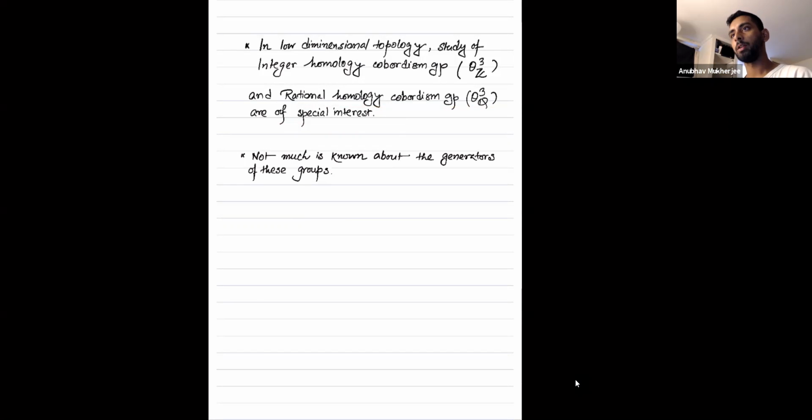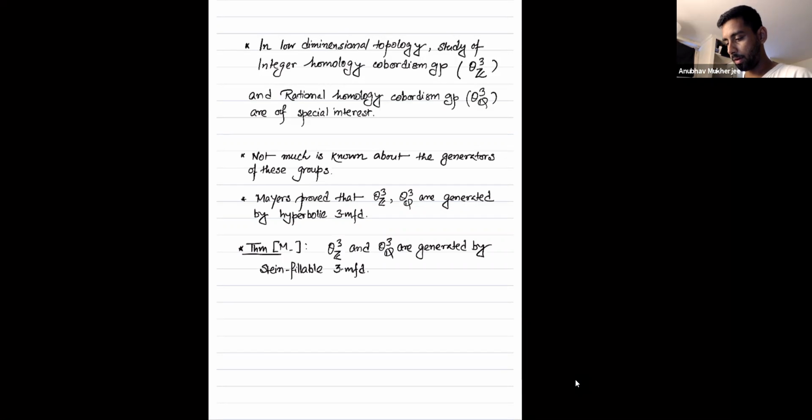Not much is known about the generators of such groups. So it was known, Mayer proved that these two groups are actually generated by hyperbolic 3-manifolds. And here I present another new generator of such groups: Θ^3_Z or Θ^3_Q are actually generated by Stein fillable 3-manifolds.